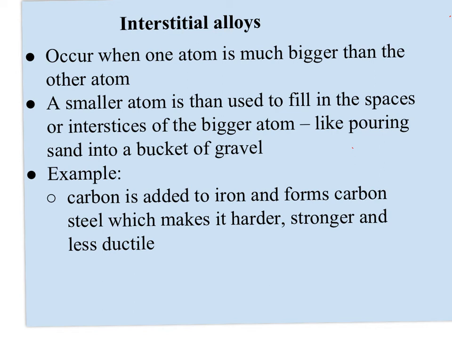So carbon is a common one added to iron to form carbon steel. And in this case, this is one of the few alloys where it's really just one metal with a non-metal, but it's still an alloy because it's still just a mixture. And carbon steel is often made because it's harder, stronger, and less ductile. So it's used in construction a lot.